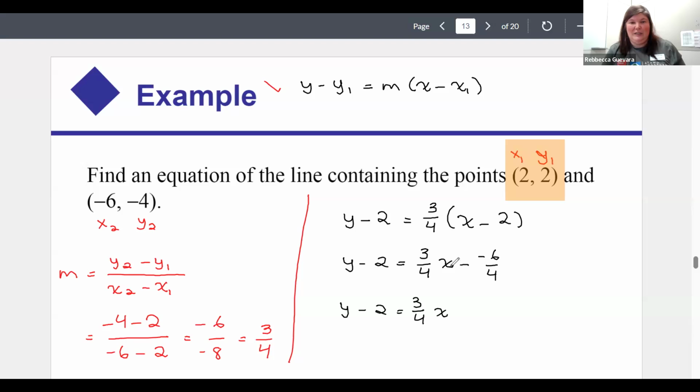I think I got too many negatives in there. Just a second. Let me go fix something. I made a little mistake. So we had -2 times 3/4, -6/4, or we can reduce that to 3/2.